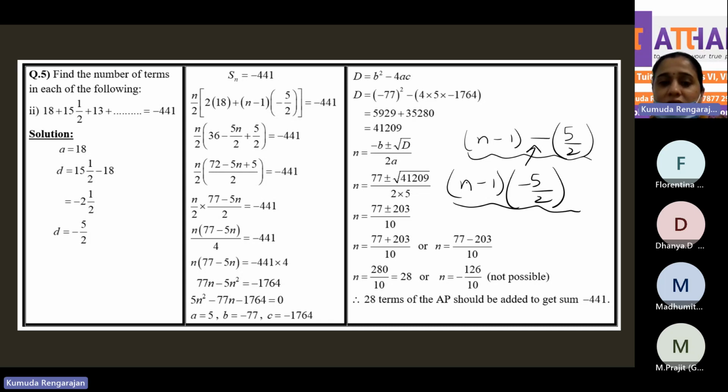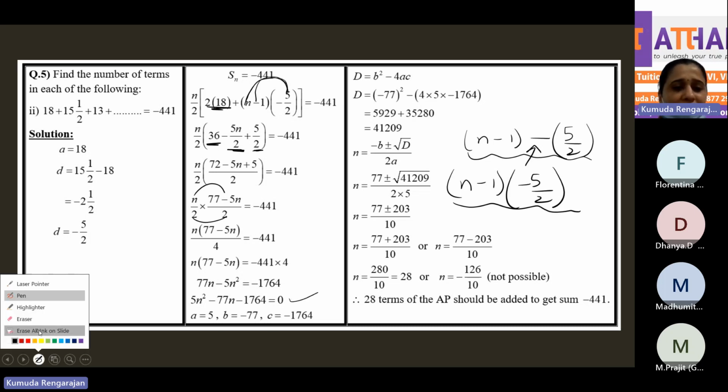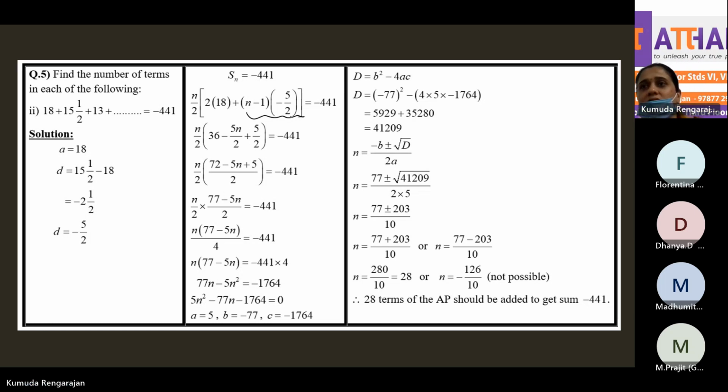You'll have to multiply. It's n minus 1 into d. You'll have to multiply n minus 1 with d. So minus 5 by 2 into n, minus 5n by 2. Then minus 5 by 2 into minus 1, plus 5 by 2. Then this one, 36. Then after that, LCM, multiply the numerators, multiply the denominators, cross multiply and all that, you get a quadratic equation. Here is where we have to be very careful. We could go wrong here. So tell yourself it's multiplication. Multiply d with n, multiply d with minus 1, which gives you these two terms.